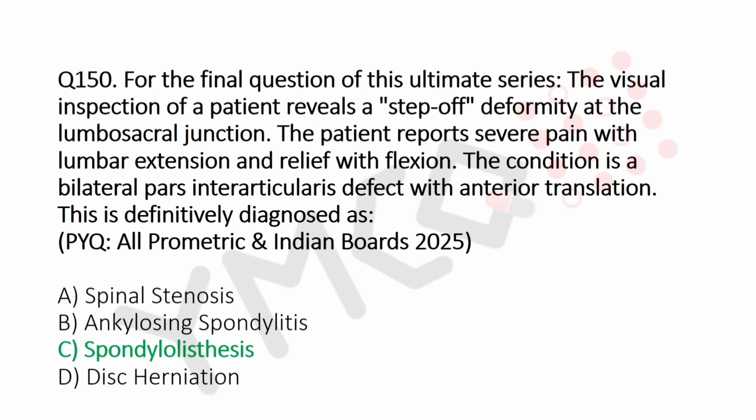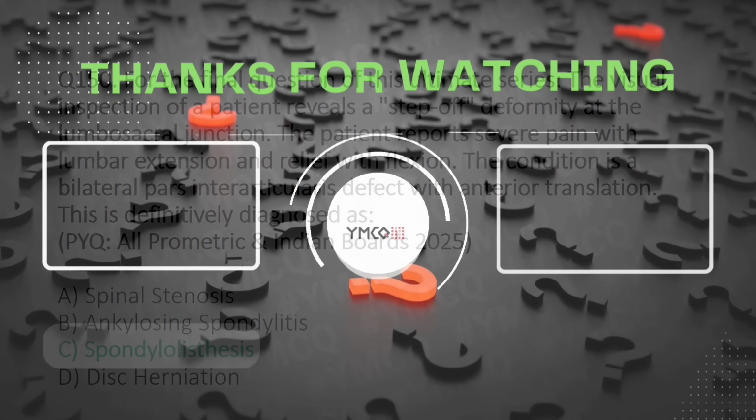A step deformity means you can literally feel a step where one vertebra has slid completely forward over the one below it. This is a severe spondylolisthesis. Bending backward pinches it, bending forward relieves it. Okay? And this is 150.